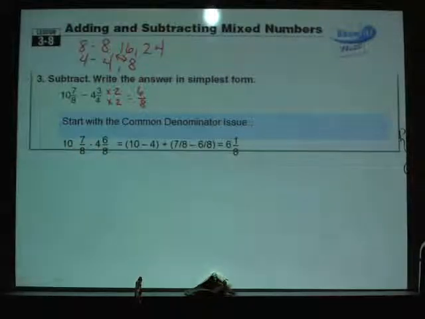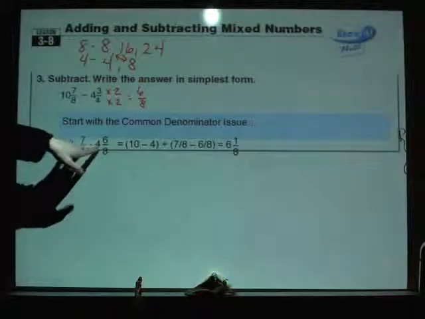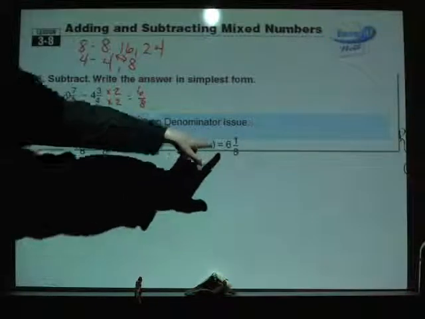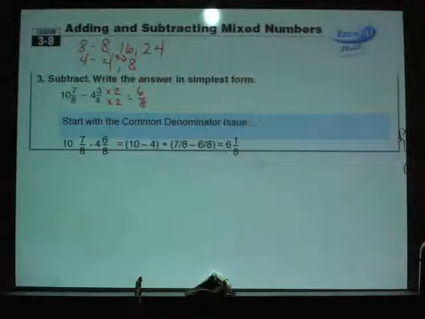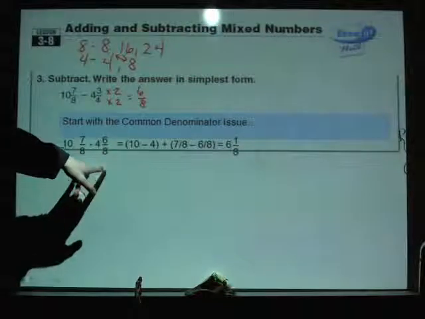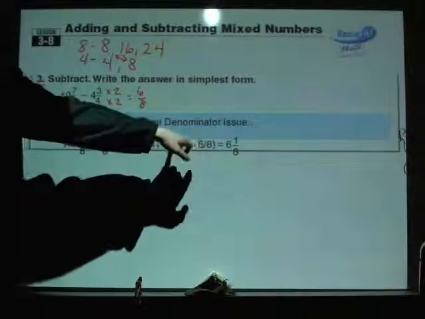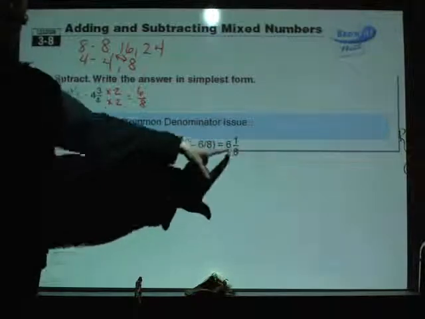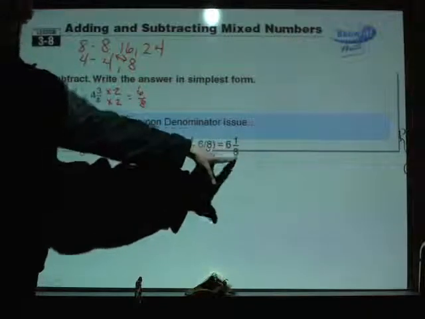Again, treat this in parts. So I'm going to subtract the whole number parts, 10 minus 4. 10 minus 4 changes into 6. And as far as the fraction parts, 7/8 minus 6/8, well, subtract the numerators. 7 minus 6 is 1, and the denominator stays 8, 6 and 1/8.